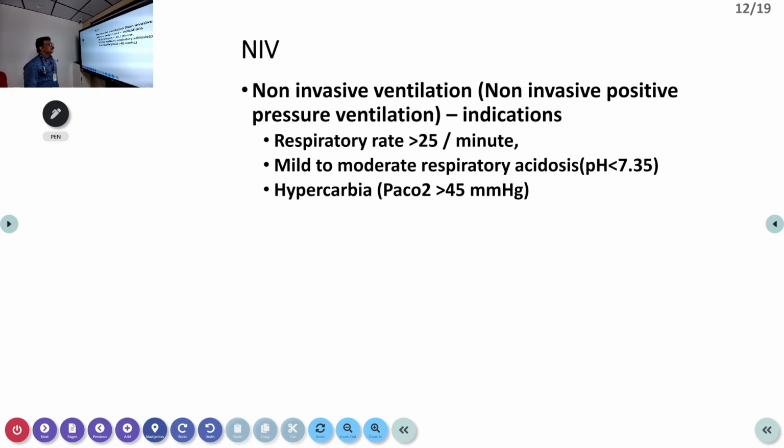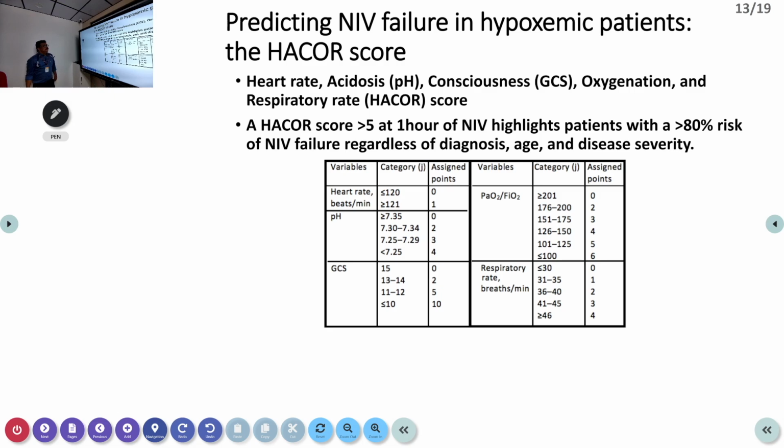Now NIV is very useful. We have already seen what NIV is. So these are the indications: respiratory rate more than 25, severe acidosis, PaCO2 more than 45. Now there is a predicting score for NIV. That score is called the HACOR score: heart rate, acidosis, consciousness, oxygenation, respiratory rate. HACOR score more than 5 at 1 hour of NIV highlights a patient with more than 80% risk of NIV failure. So that is very important.